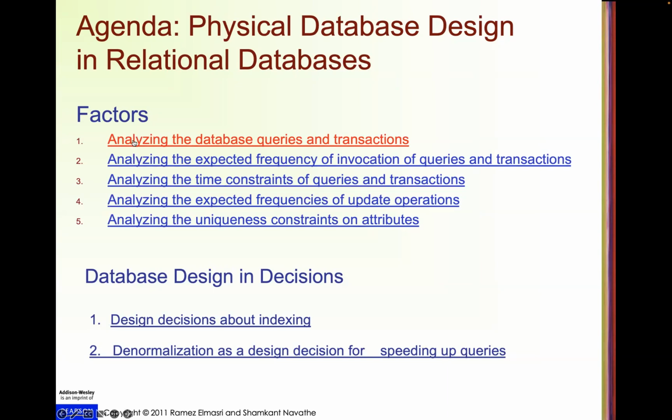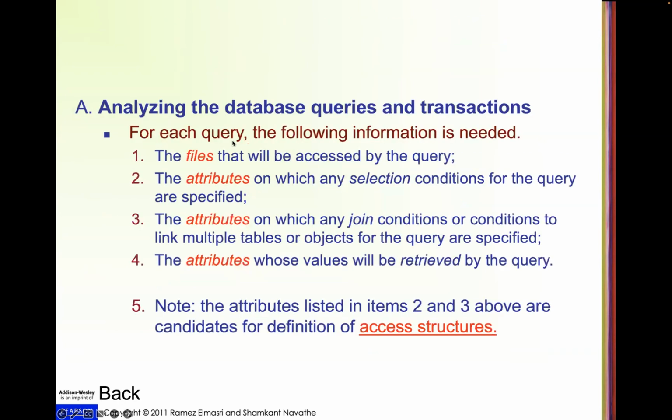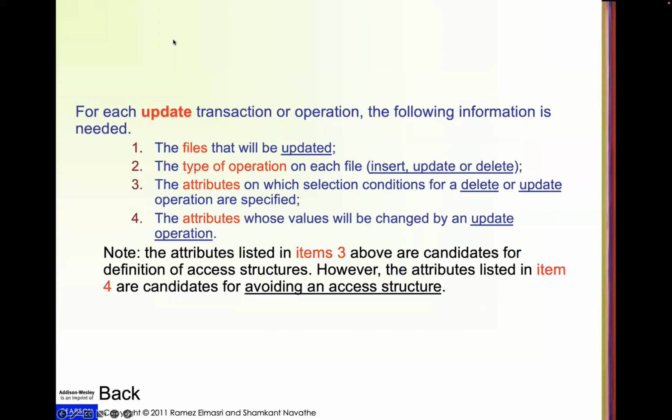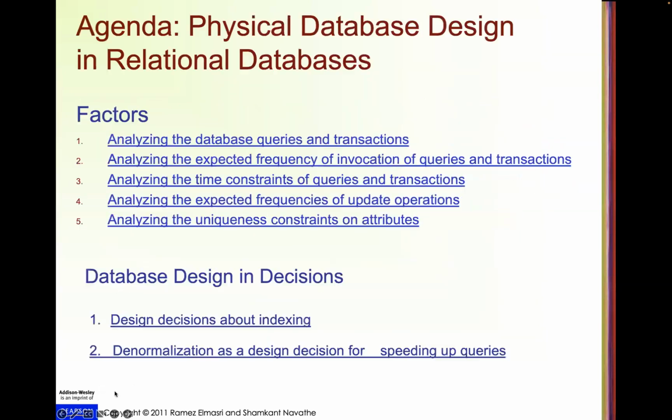So let us see the first factor that influences the physical database design in the relational database, which is analyzing the database queries and the transactions. Let me check if the screen is being shared. Yes. So the first thing we do is analyze the database with respect to the queries and the transactions that it is running.